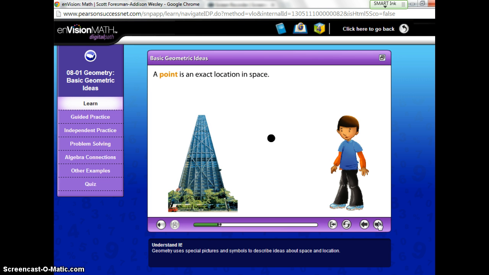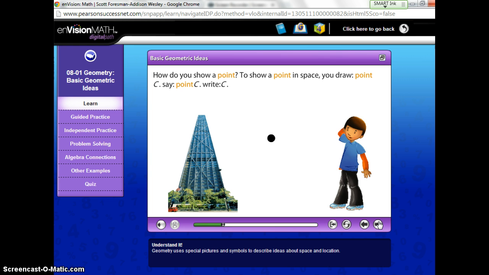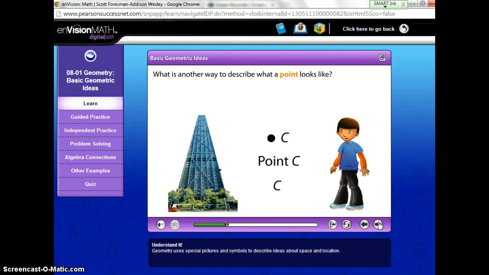To start out, a point is an exact location in space. How do you show a point? Well, we can draw it like this, or we could say point C, or we could write out the word point C, or we could just label it C. Today we're going to have to find lots of different points. This is what a point looks like, kind of just a dot.